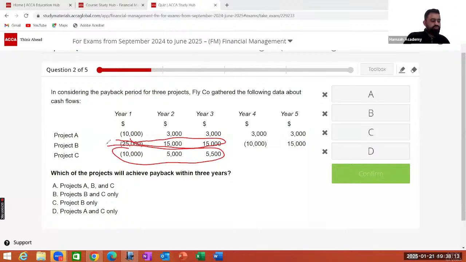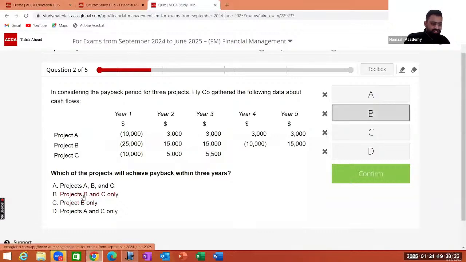Project B and C is covering its investment within 3 years. So I think the answer should be B and C, the option with project B and project C only. So option B should be the answer. Do you agree? Yes. Okay.